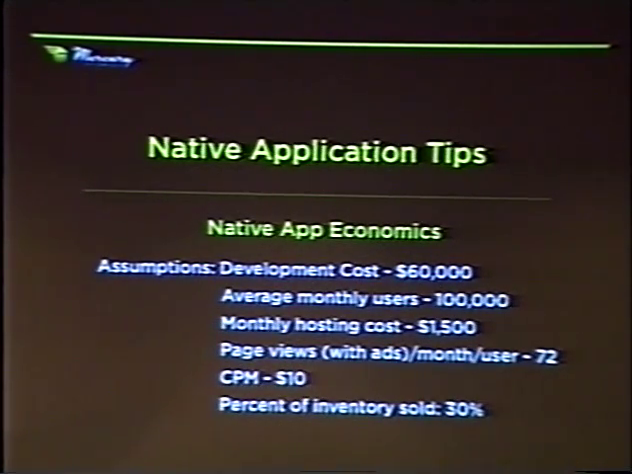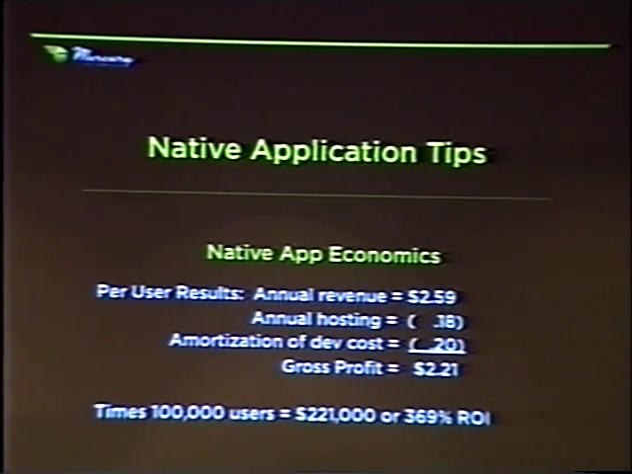And let's assume that you're selling at a CPM of $10. A lot of people are getting $20 and $30, but let's assume the low end, $10. And lastly, let's assume that we sell only 30% of our inventory. That is the national average for selling ads. So if you achieve those statistics, what happens?